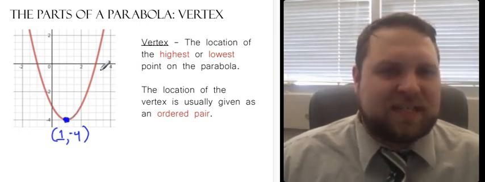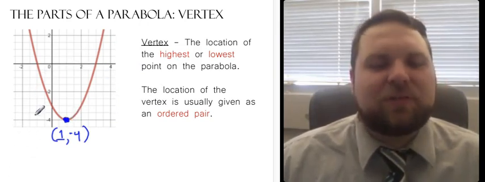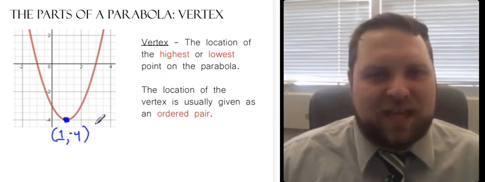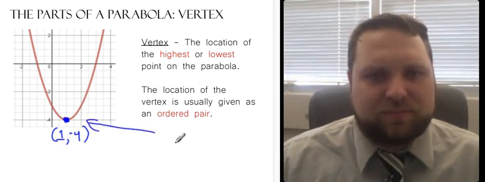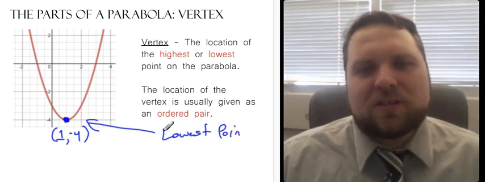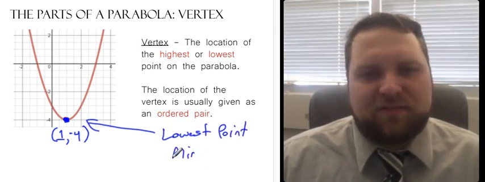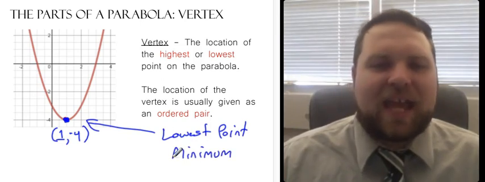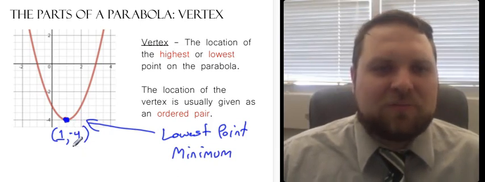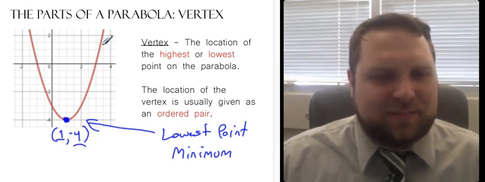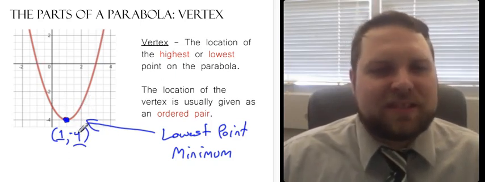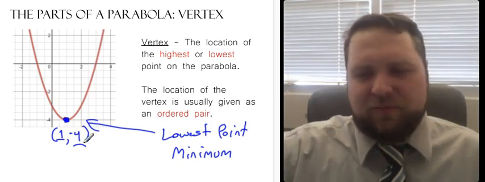If it was an upside down parabola, we'd be looking for the highest point, and we actually have names for that. In this case, when we have a lowest point like this, we also call that the minimum of the function. And if I ask you for the minimum of a quadratic, what I'm really looking for is just the y value, because that'll be the lowest y value on the entire graph. And so in this case, the minimum of the function is -4.